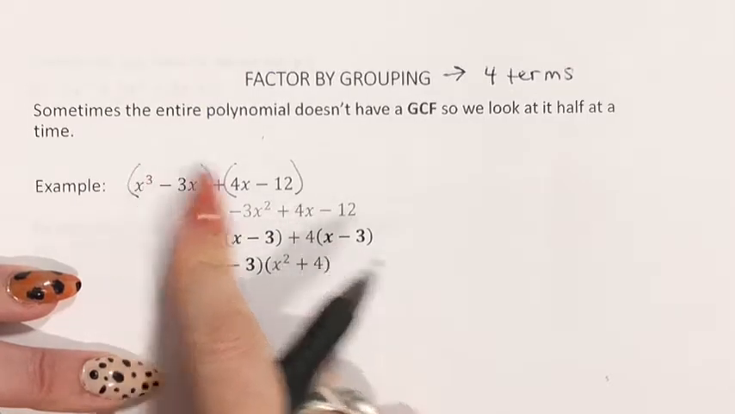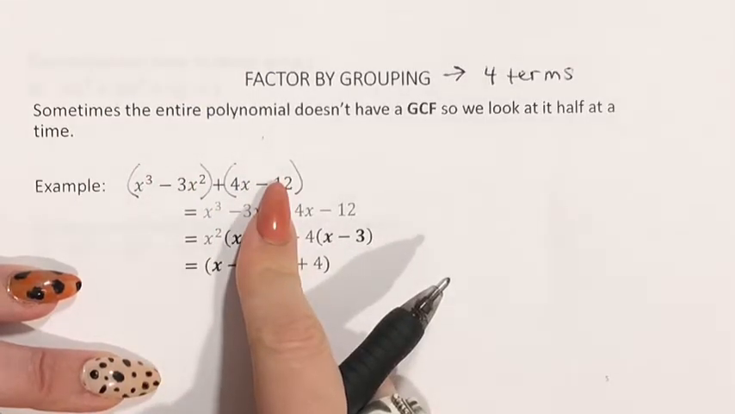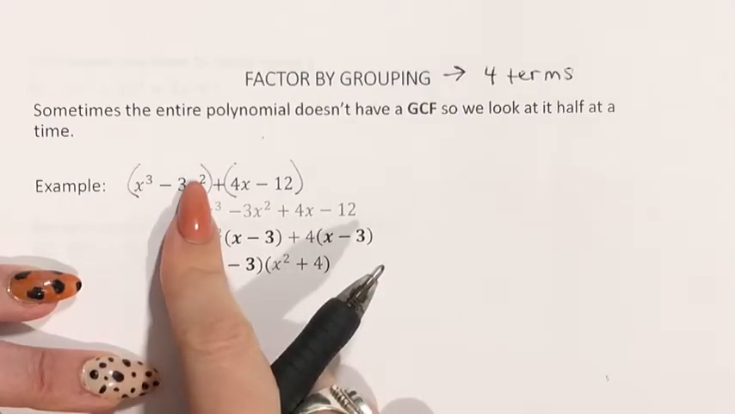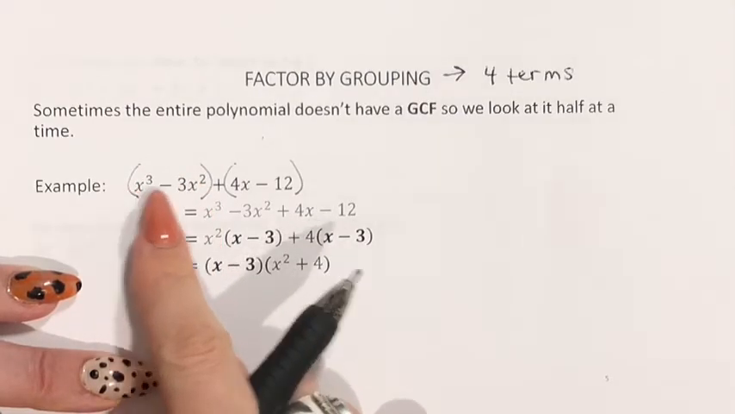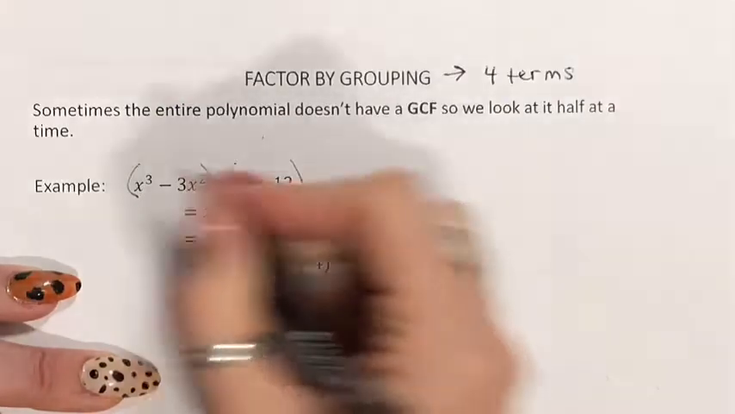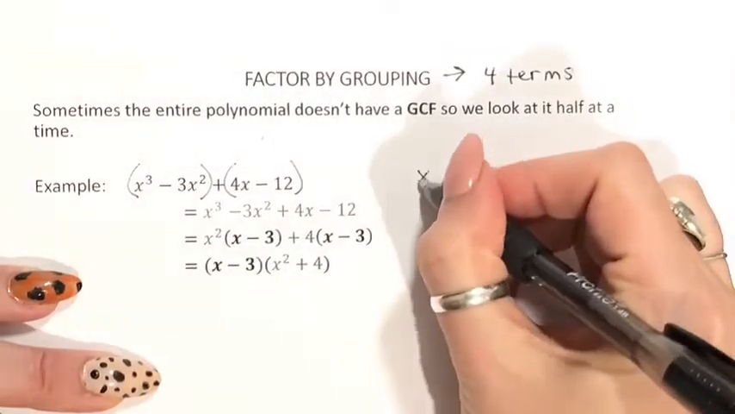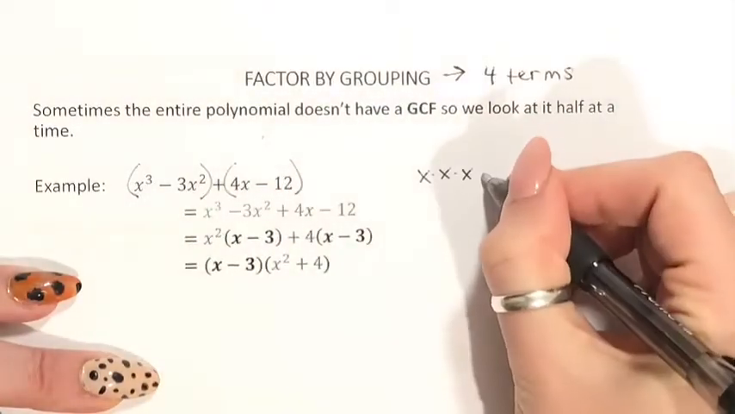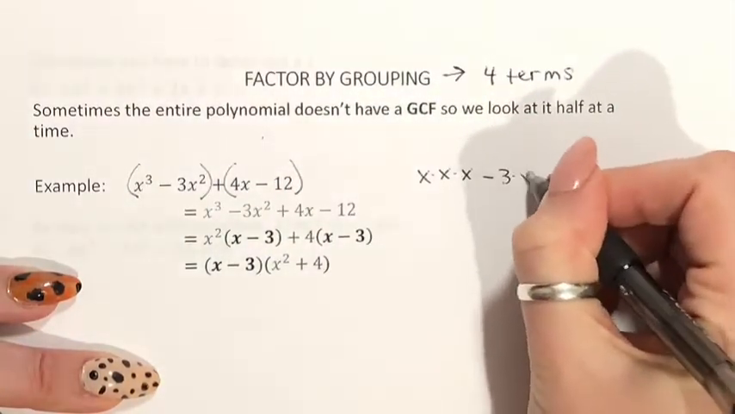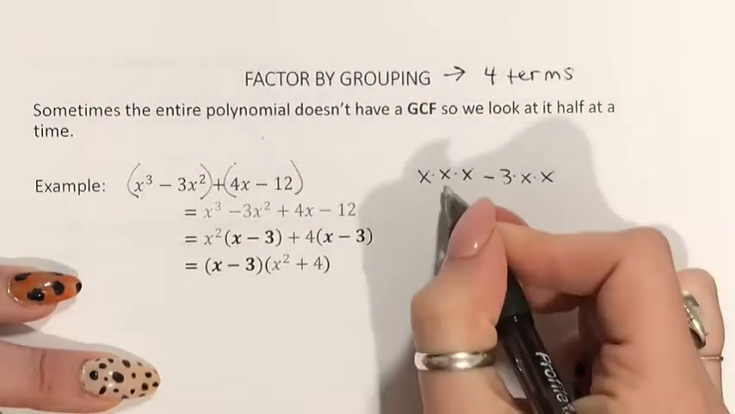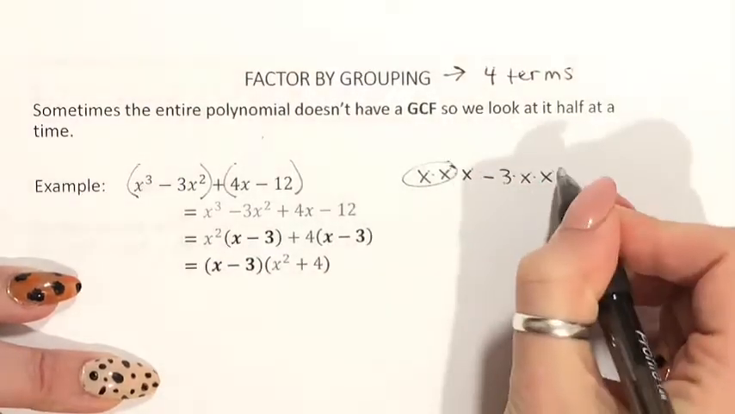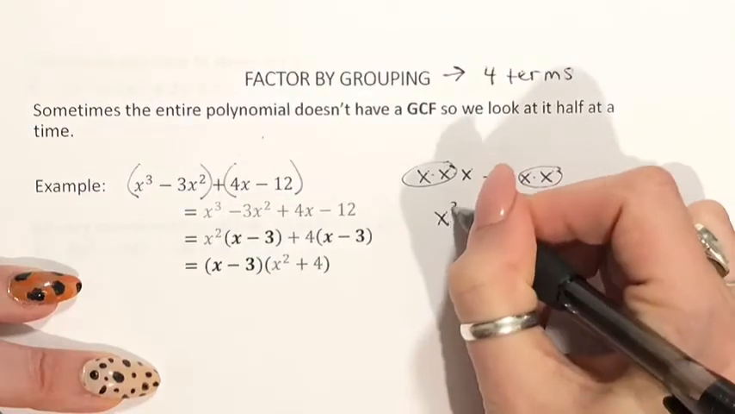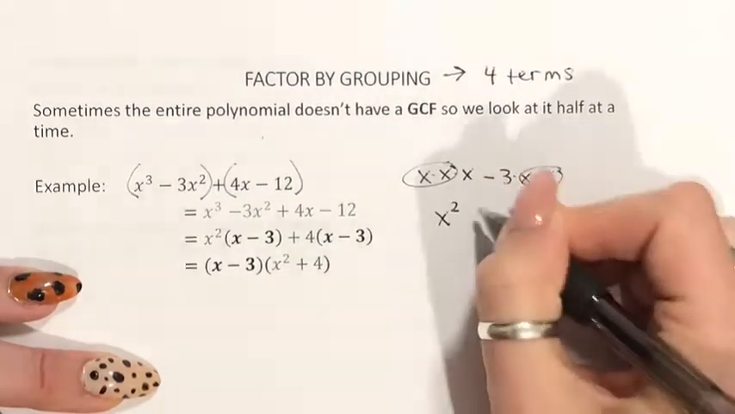Once you break apart into 2 groups of 2, then you're going to find the greatest common factor for each one. So for example, for x cubed minus 3x squared, for x cubed we can write it as x times x times x, and negative 3x squared we can do negative 3 times x. So we can take 2 x's away from each one.